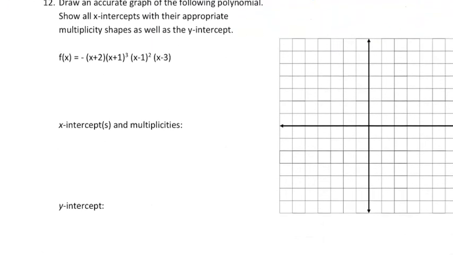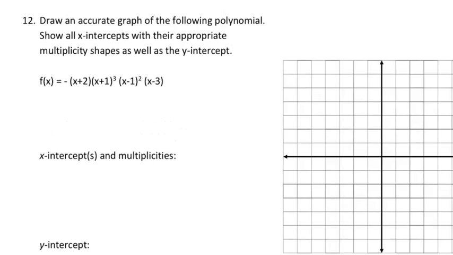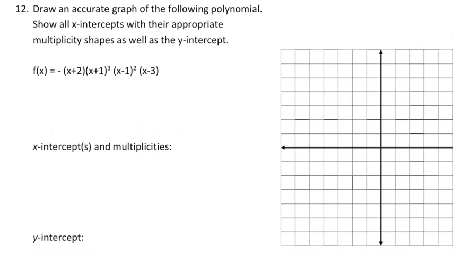Okay, so this says, draw an accurate graph of the following polynomial. Show all x-intercepts with their appropriate multiplicity shapes as well as the y-intercept. Okay, so let's do that. So things I take note of before I start drawing. I'm looking at this. I'm going to find the degree. So 1 and 3 is 4, 5, 6, 7. So the degree is 7.